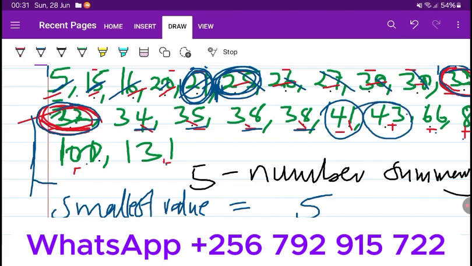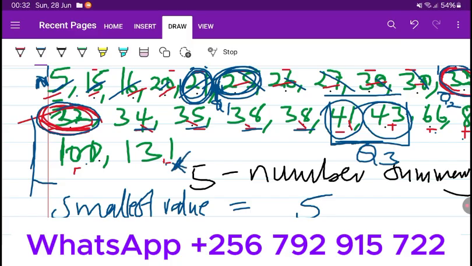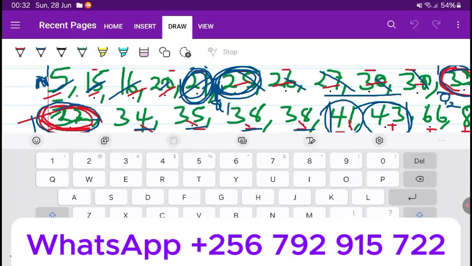So it is a 41 and a 43 that will be forming our Q3. These two are forming our Q1, then these two are forming our Q2. Of course, the lowest was 5, and then the highest is 131. So let's go and complete. It's 41 plus 43.